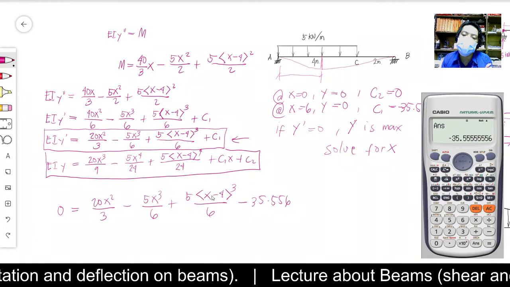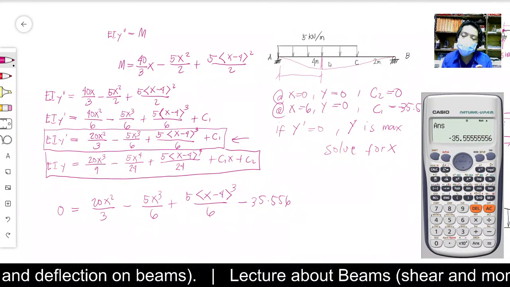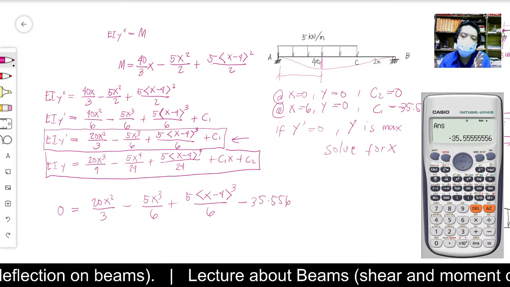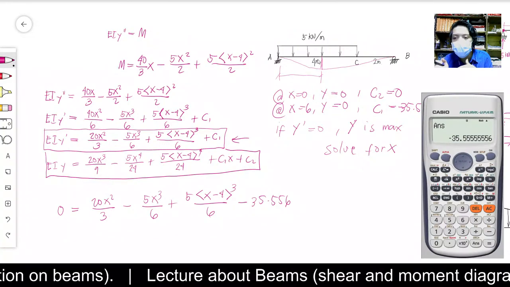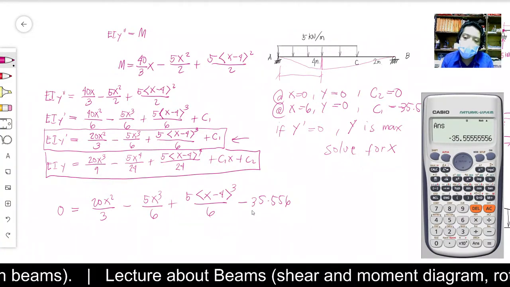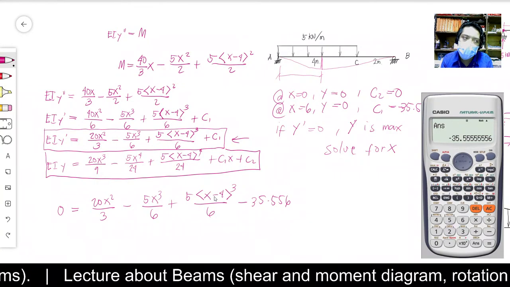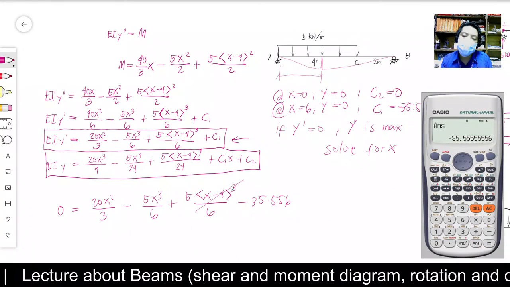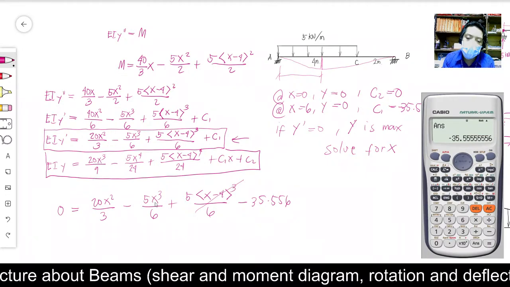So when your x is less than 4, which is in fact true because we are anticipating that the maximum deflection is in between A and C, because most of the load is added to segment AC. So if x is less than 4, this yields a negative value. So you have to disregard that term.